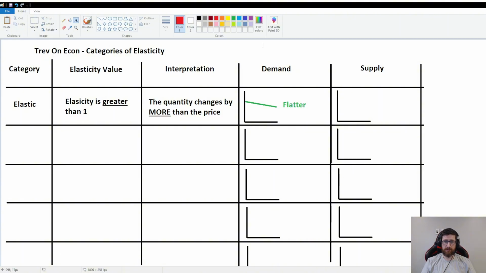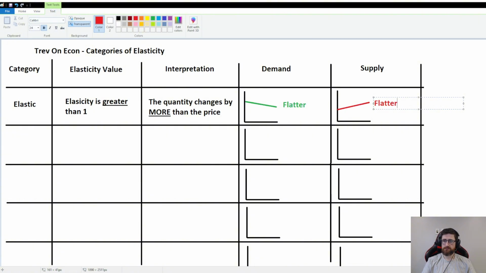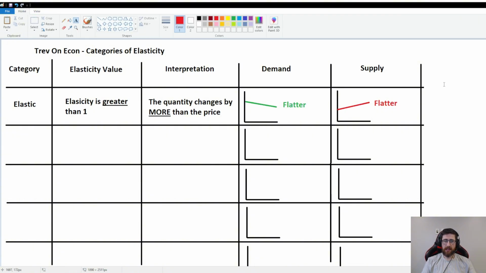Same thing applies to supply. It is also flatter, just it looks a little different because it's upward sloping, so you might get something like this. All right, and we're basically going to do this for all the categories.